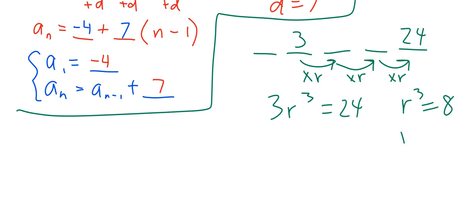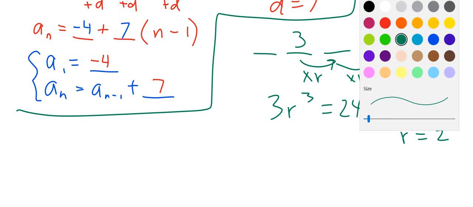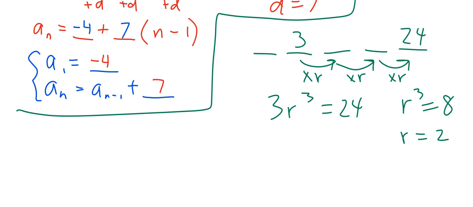Okay, what did we get for r? 2 is correct. Took the cube root of 8, you got 2. So now we know that the multiplier is 2 each and every time. Anybody not understand what we just did? We multiplied by r 3 times, and that's the same thing as taking 3 times r cubed, and all we did was divide and take a cube root. So tell me what the first term is.